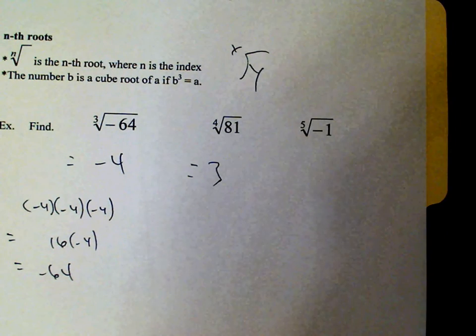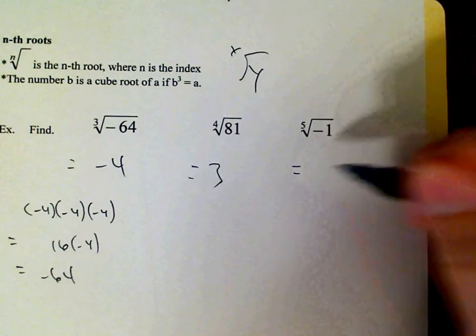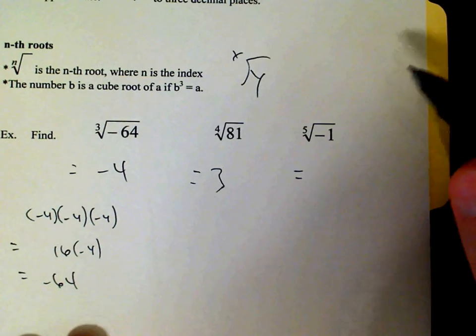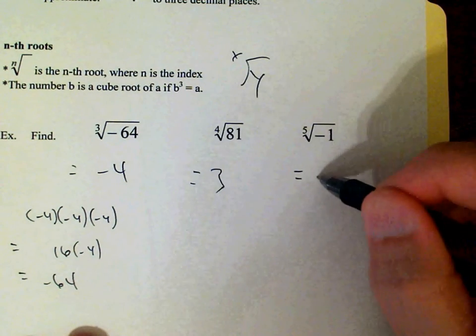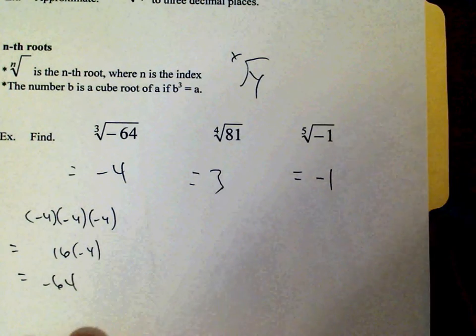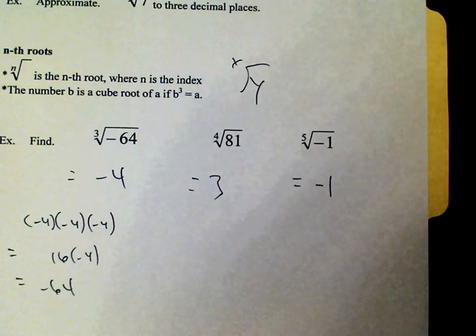Now the fifth root of negative 1: you're thinking, what number times itself 5 times is negative 1? Well, since it's an odd root, I can get a negative answer. It's negative 1. You can always type it in if you don't believe me.